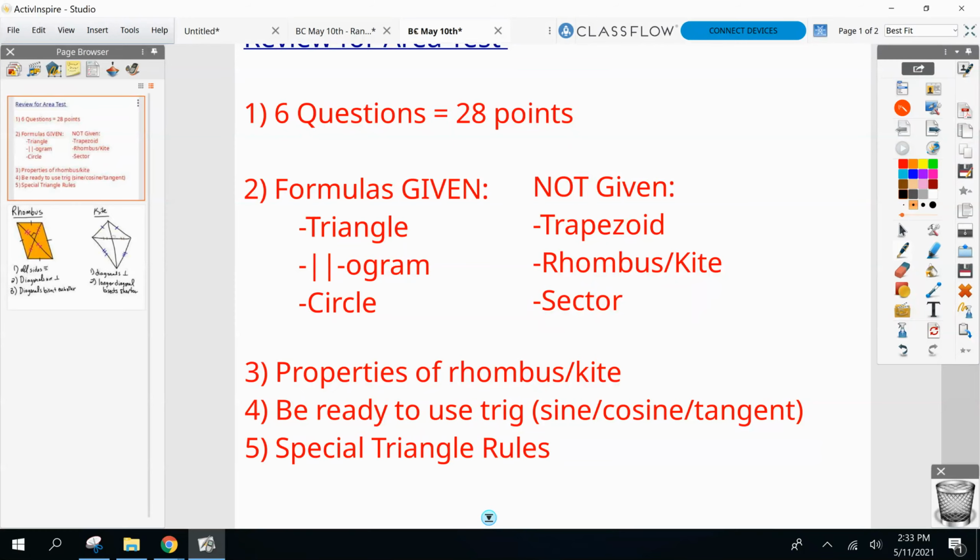Know your formulas. Your 30, 60, 90, 45, 45, 90 rules. And just be aware of what you're dealing with. If you're dealing with a half circle, make sure you don't use pi r squared. It's pi r squared divided by 2. It's really about all I have to warn you about.